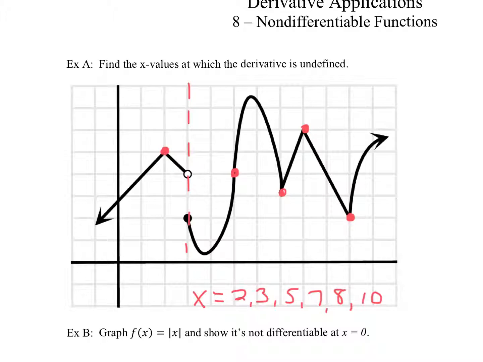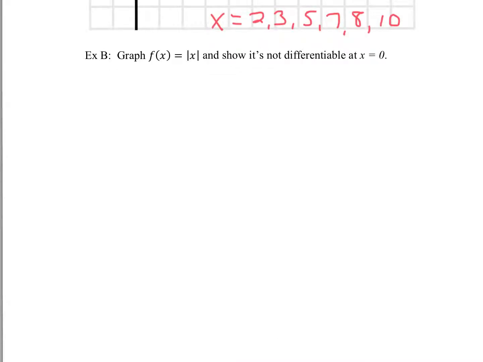So that's that. Alright, now we're to example B, and this is difficult. It's trying to show you algebraically, by the definition of derivative, why this function is non-differentiable at a certain point. Specifically, why it's non-differentiable at x equals 0.